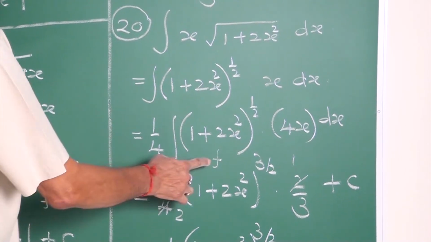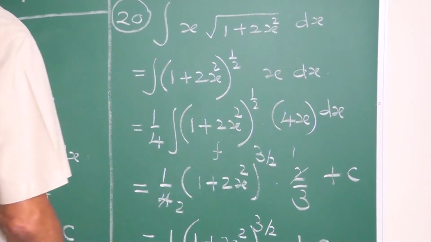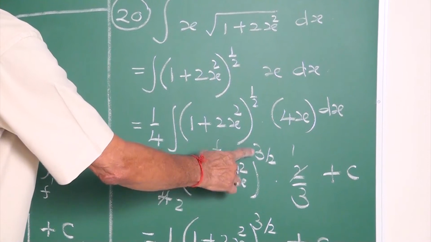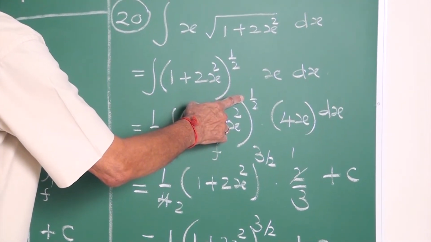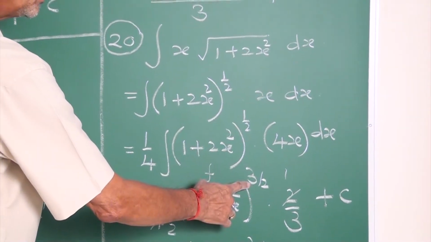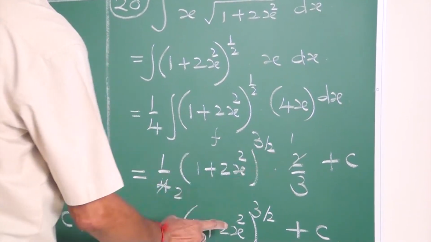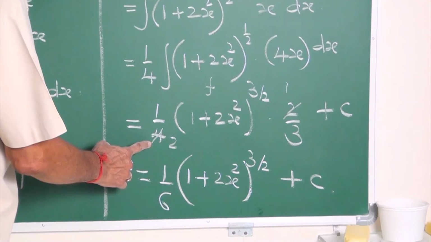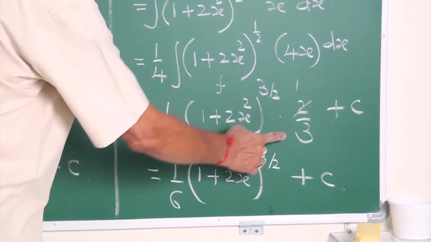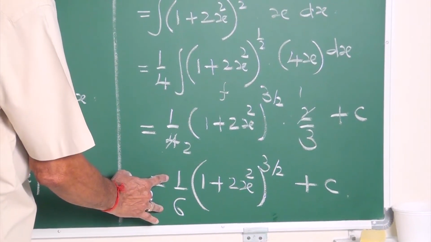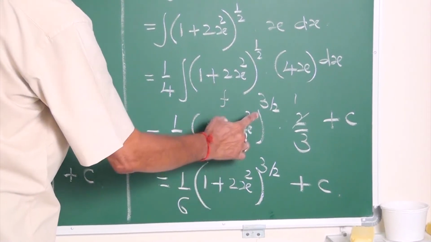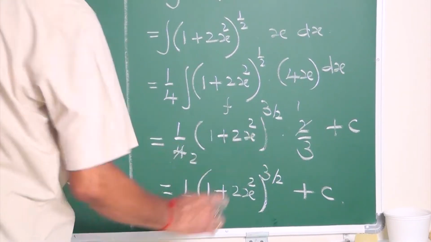It is 1 by 4 into f(x) to the power n into f dash x dx, so n plus 1. Here n is 1 by 2, so 1 by 2 plus 1 is 3 by 2. Upon 3 by 2, the reciprocal is 2 by 3, plus c. 2 cancels with 4. It is 2 into 3, which is 6. So 1 by 6 into 1 plus 2x square to the power 3 by 2 plus c.